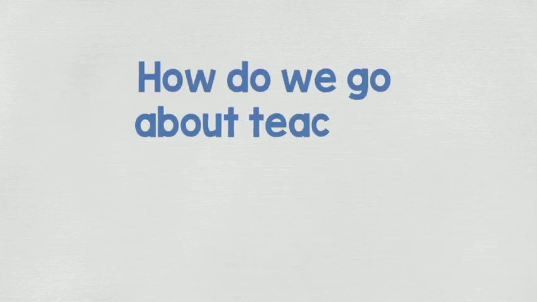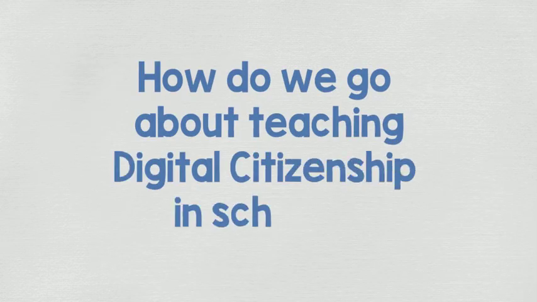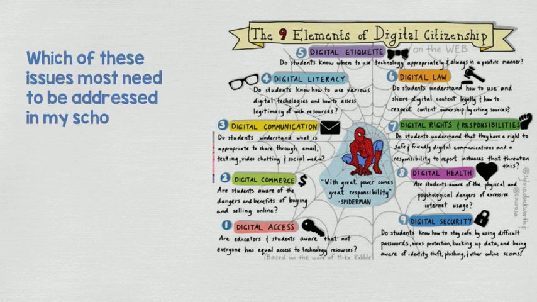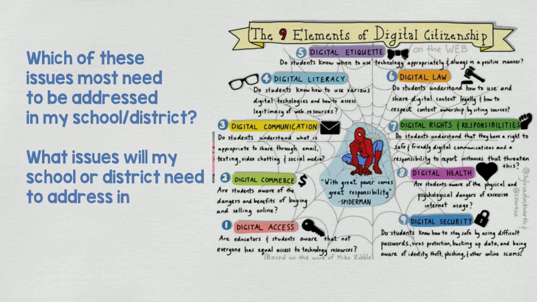So how do we go about teaching digital citizenship? To start, we know that Dr. Mike Ribble's 9 elements of digital citizenship can provide a framework for a school's implementation of digital citizenship education. While reviewing these elements, educators should ask, which of these issues most need to be addressed by my school or district? And what issues will my school or district need to address in the next 2 to 4 years?